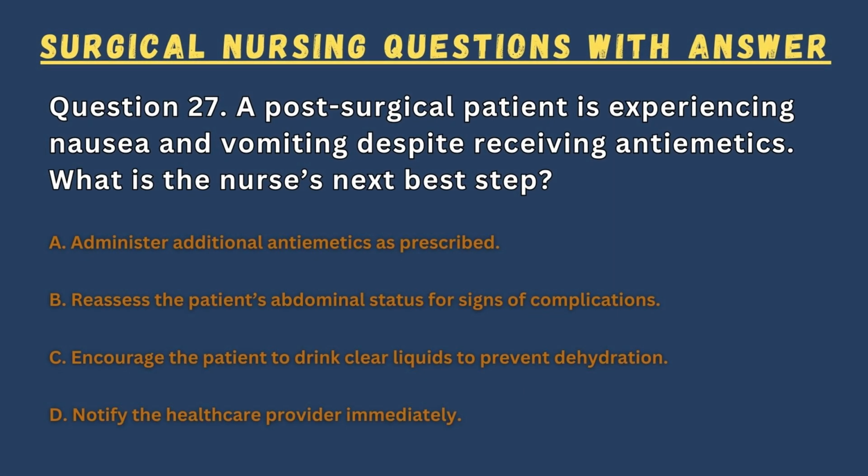of bleeding. Question 27. A post-surgical patient is experiencing nausea and vomiting despite receiving antiemetics. What is the nurse's next best step? A. Administer additional antiemetics as prescribed. B. Reassess the patient's abdominal status for signs of complications. C. Encourage the patient to drink clear liquids to prevent dehydration. D. Notify the healthcare provider immediately.